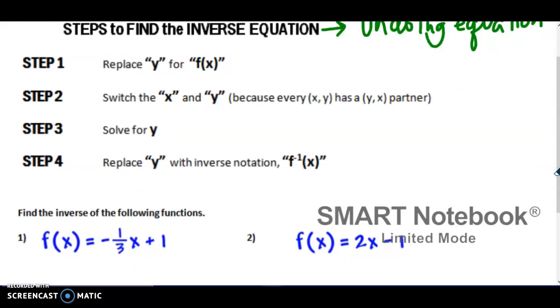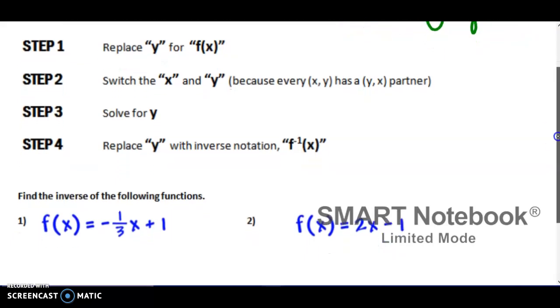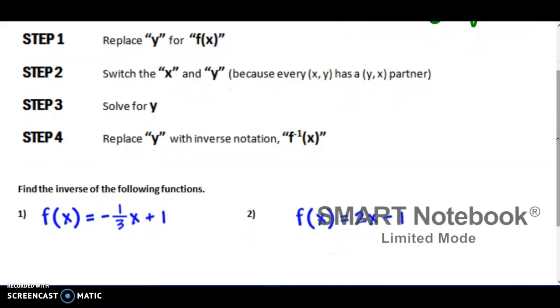So the first step, and it's listed pretty clearly, is to replace y instead of f of x. So this first one down here, instead of this fancy f of x notation, the only thing I'm going to do is exchange that and make it y instead. So everything else currently stays the same. So I still have my negative 1/3 x plus 1. That takes care of step 1.